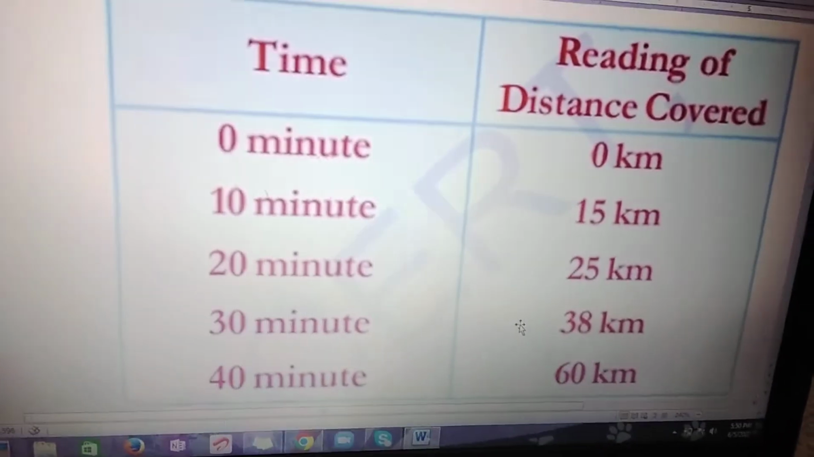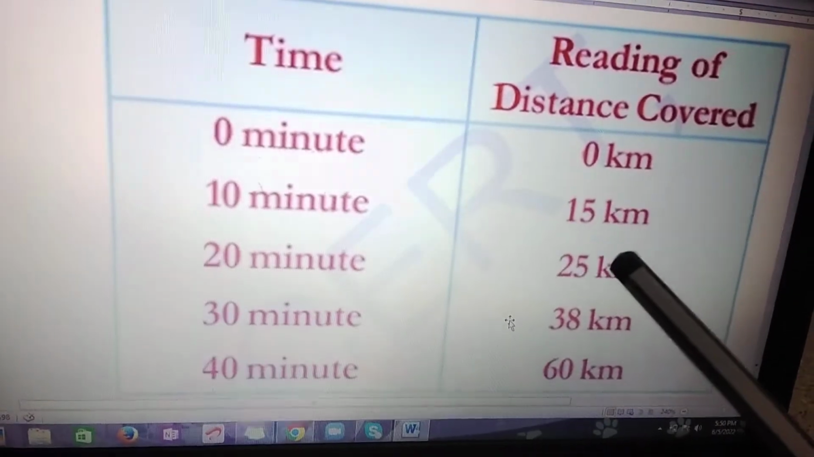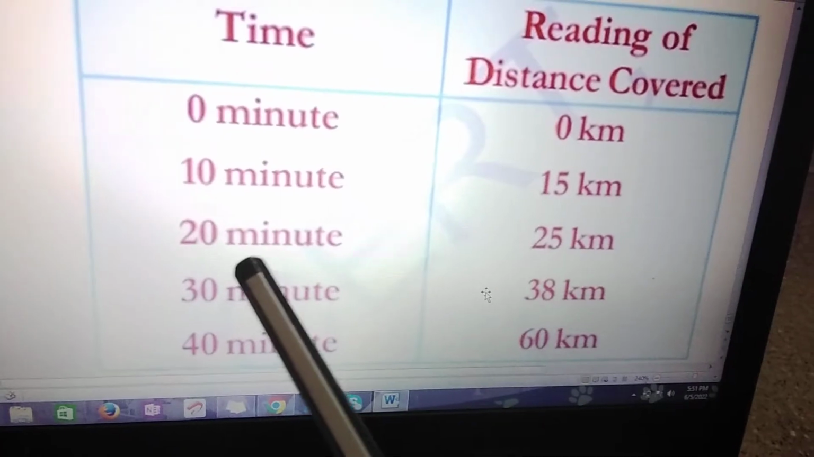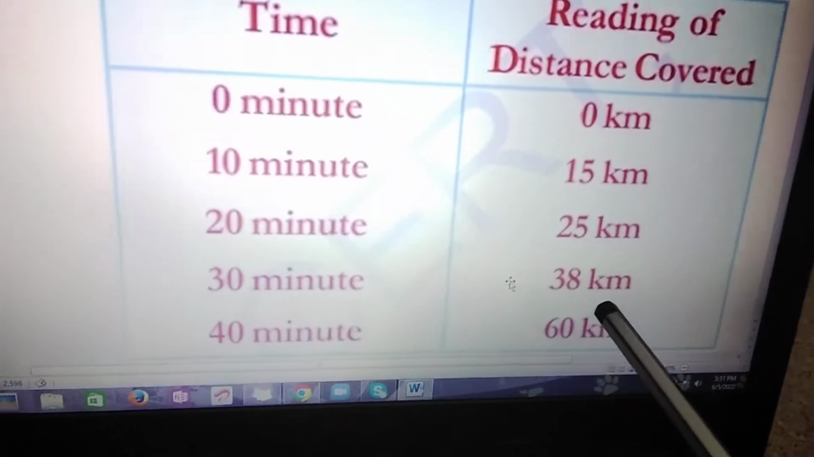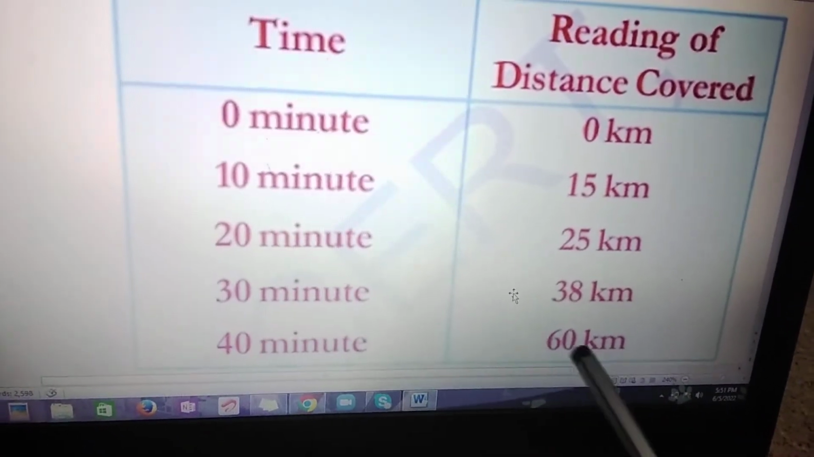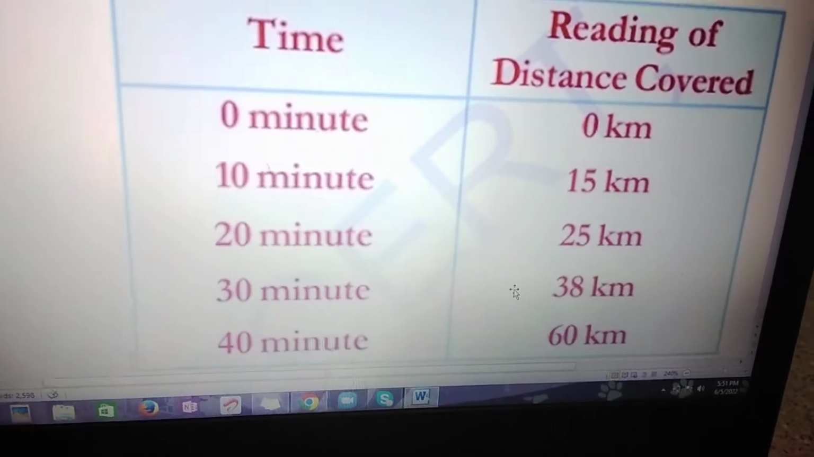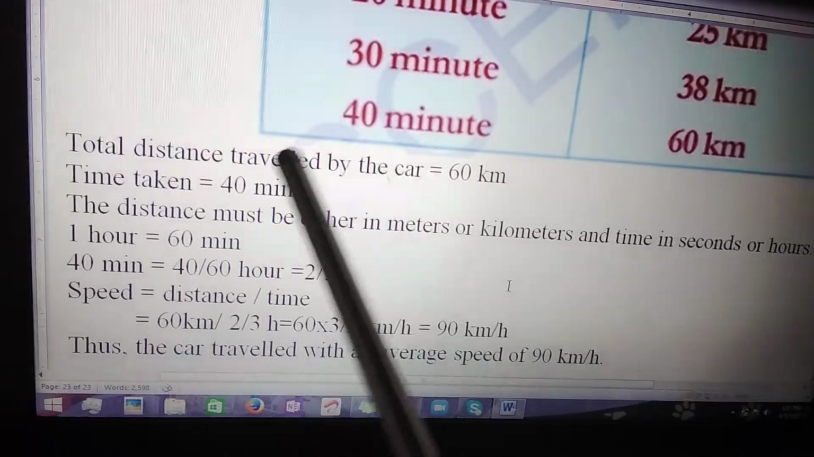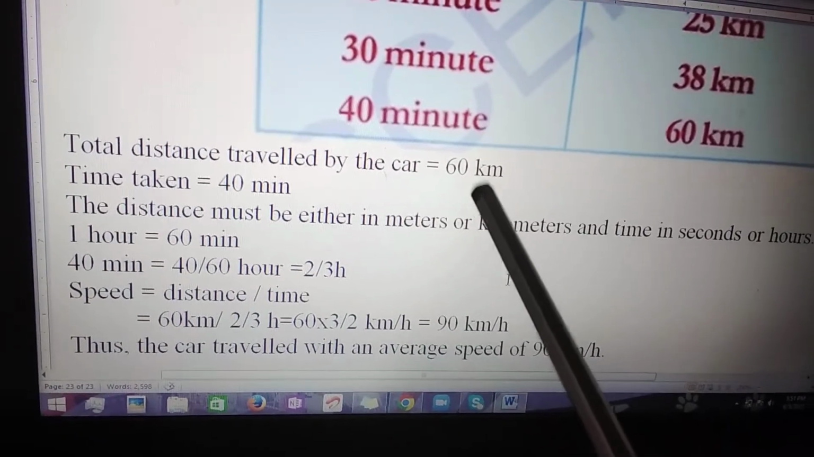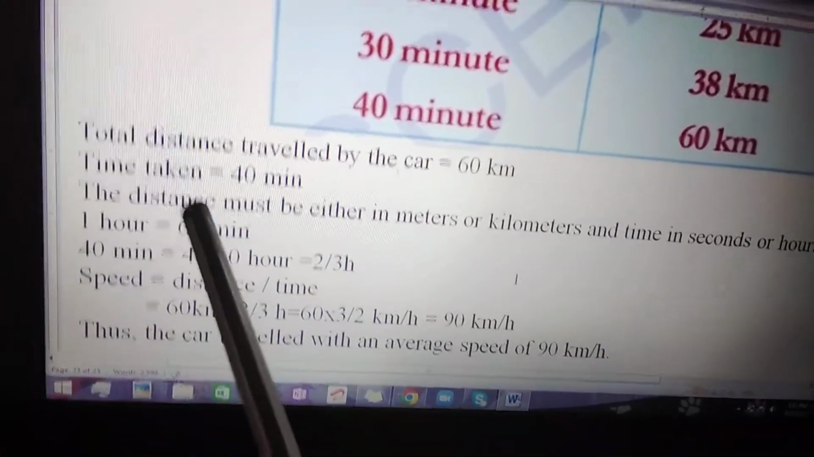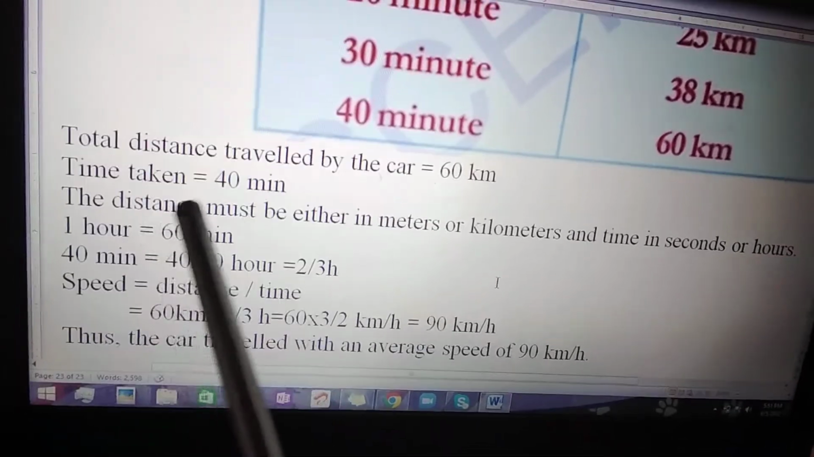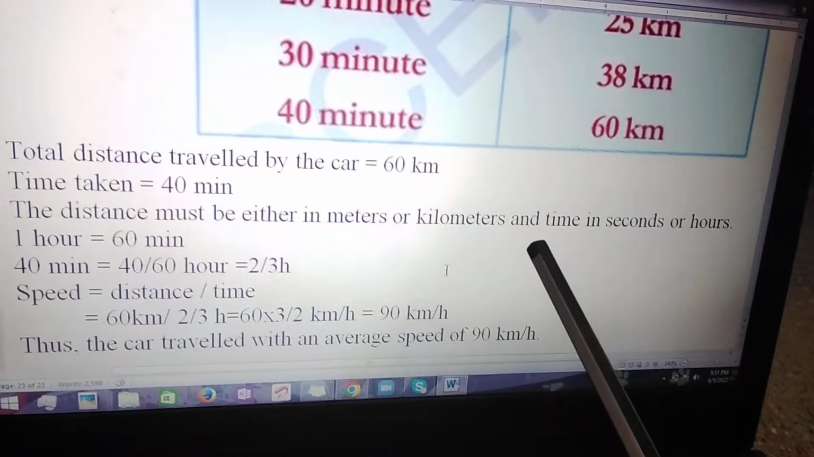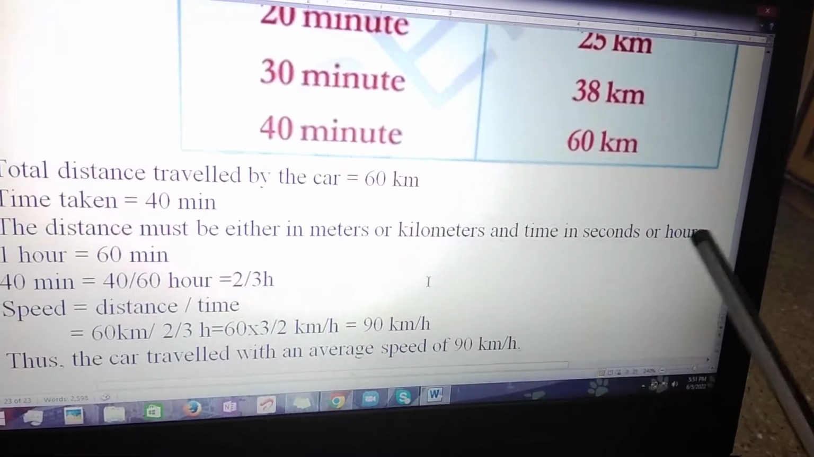A car travels 15 kilometers in 10 minutes, 25 kilometers in 20 minutes, 38 kilometers in 30 minutes, 60 kilometers in 40 minutes. Total distance traveled by the car is equal to 60 kilometers. Time taken is equal to 40 minutes. The distance must be either in meters or kilometers and the time in seconds or hours.